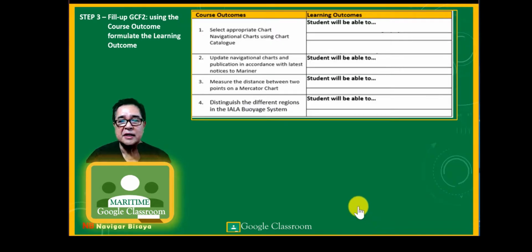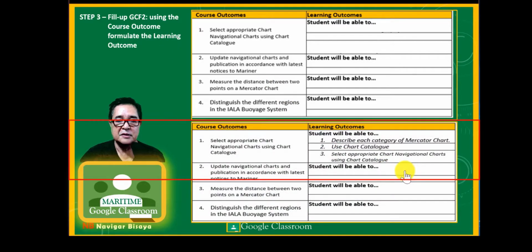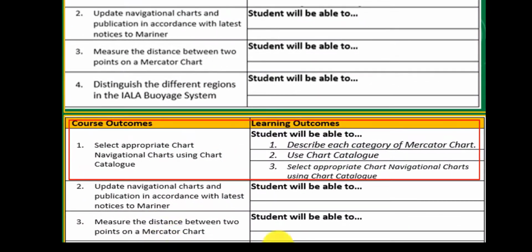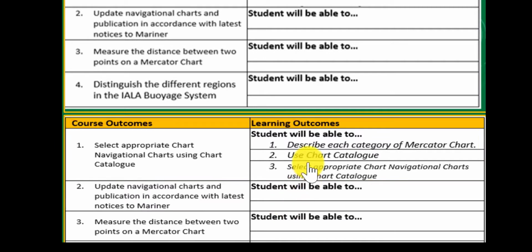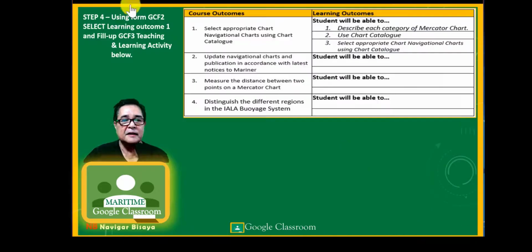The next step is to formulate the learning outcome for each course outcome. So step 3, fill up the same form, GCF2. Using the course outcome, formulate the learning outcome. This is the learning outcome. There's only one because we are only making a sample to create an assignment.